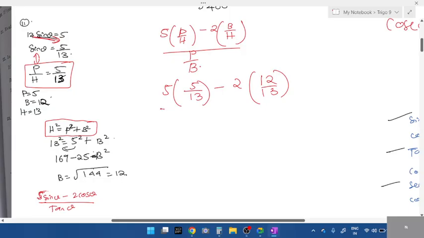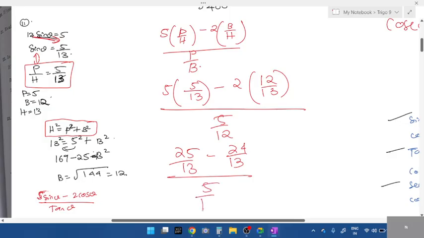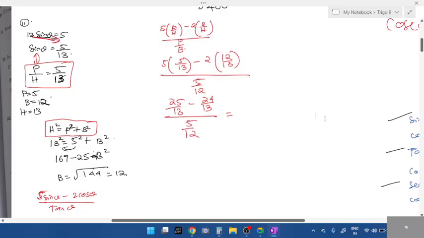Next, 5 divided by 12. If you open the bracket, 25 by 13 minus. Okay, what is 25 and 24 if you take LCM? 13 will remain as it is, right? 25 minus 24. Denominator is same, right? So division, this 5 by 12.